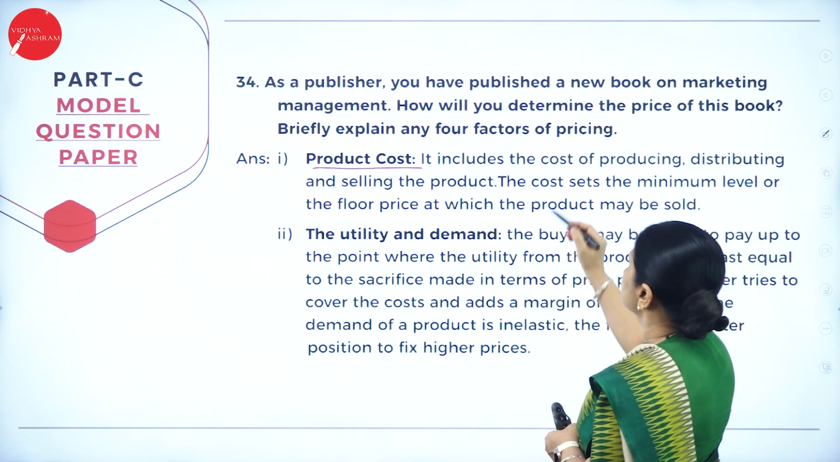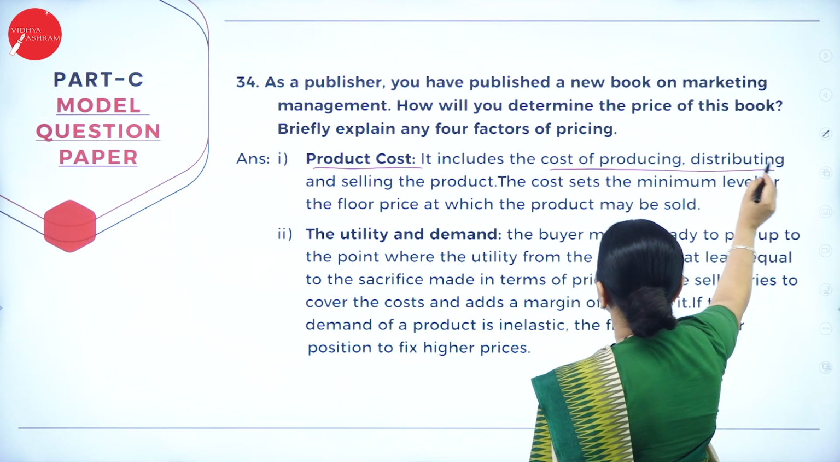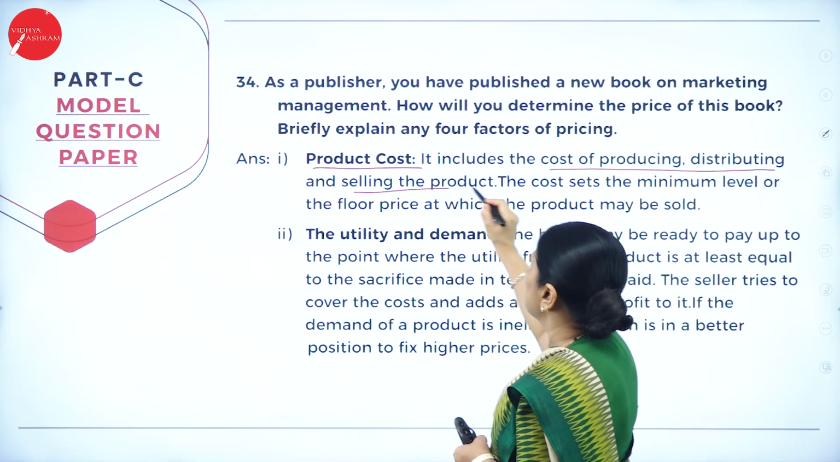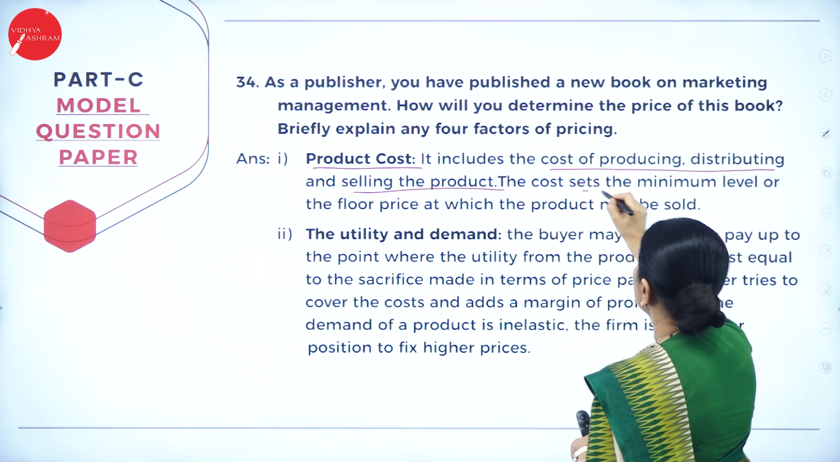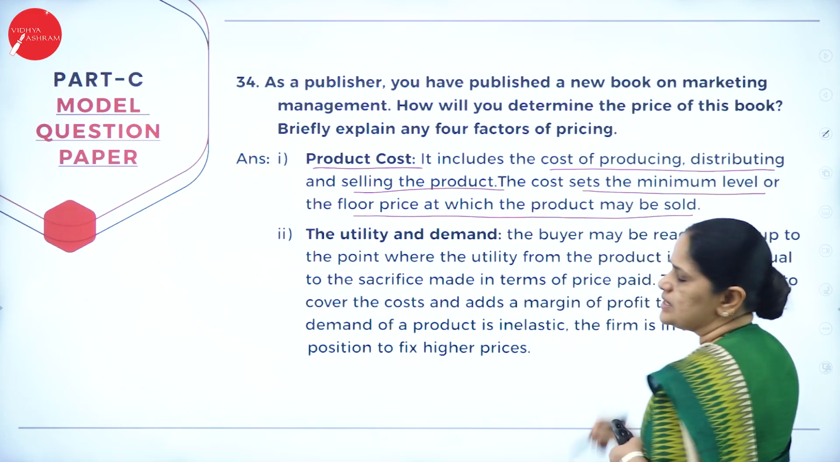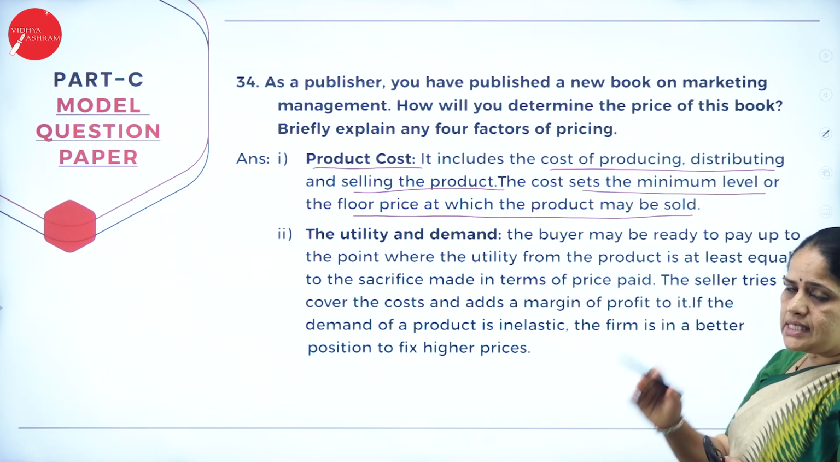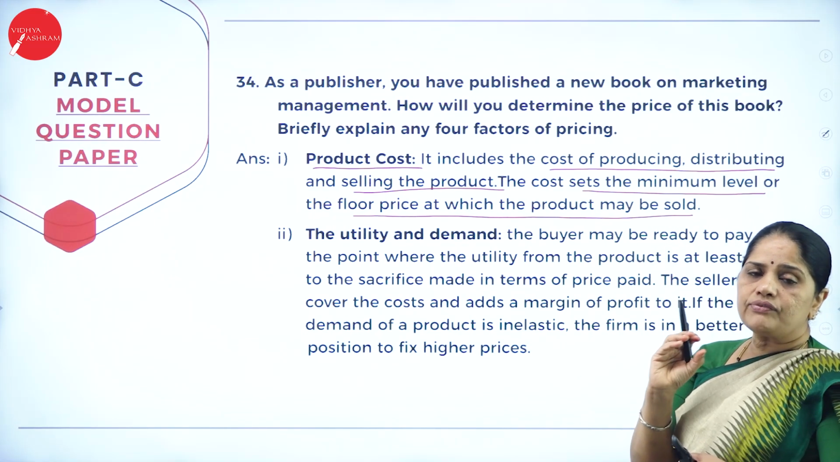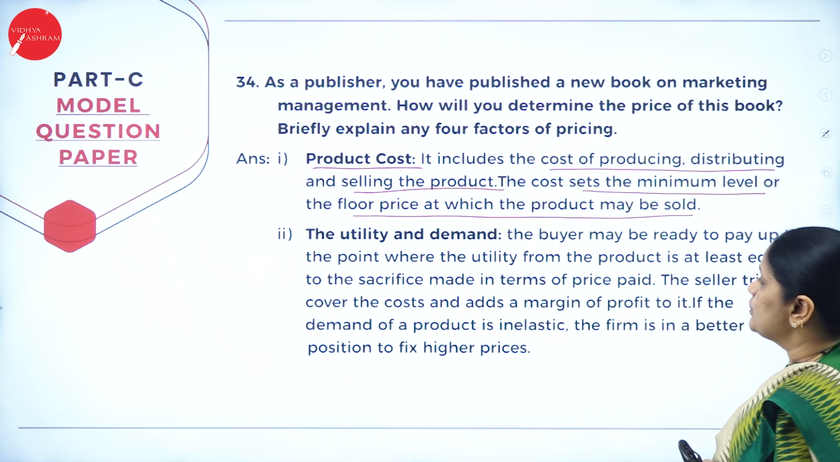The product cost includes the cost of producing, distributing and selling the product. The cost sets the minimum level or the floor price at which the product may be sold. So that is the minimum amount of the price at which the product has to be sold.